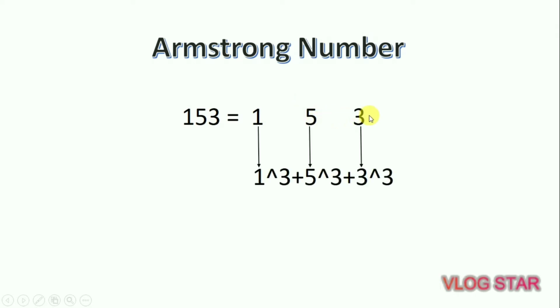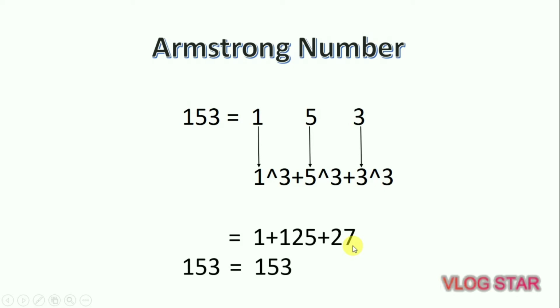We will take one number, 153, and we will separate its digits like this. Look, 1, 5 and 3. After this we will add their cubes. So like this, 1 cube plus 5 cube plus 3 cube. Cube of 1 is 1, cube of 5 is 125 and cube of 3 is 27. After adding this we will get 153, which is the same as the input number. So it is called an Armstrong number.